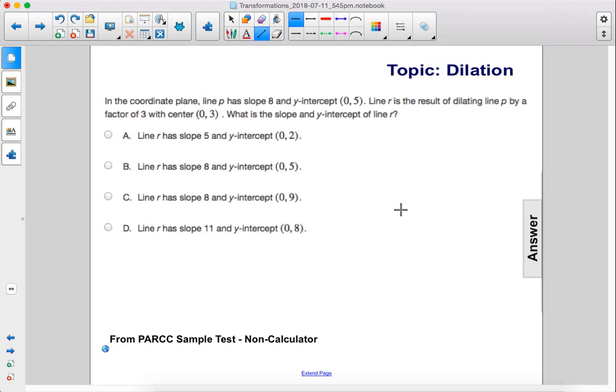In the coordinate plane, line P has slope 8 and y-intercept (0, 5). Line R is the result of dilating line P by a factor of 3 with center (0, 3). What is the slope and y-intercept of line R?